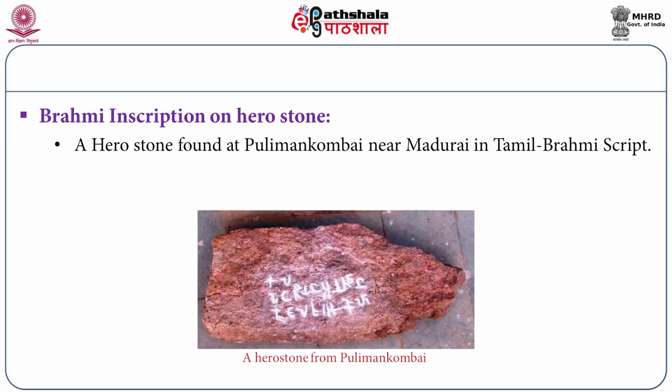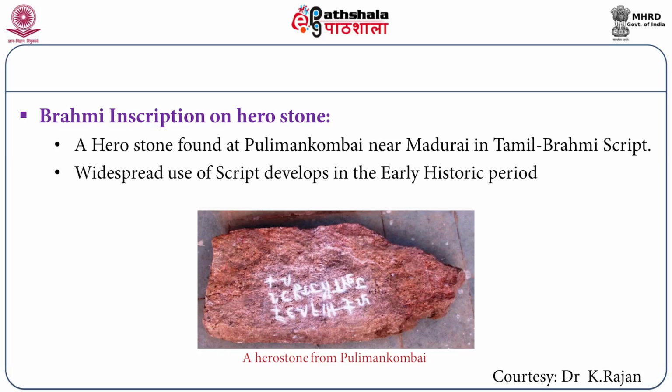So interestingly, this particular hero stone has the use of script. What does it indicate? It indicates that people were losing their life while recovering or taking away the cattle, and those who lost their life were honored by erecting such hero stones. Interestingly, their names were written, along with the village to which they belonged. That was written on the hero stones. This indirectly suggests that writing was widespread, at least in some contexts. People were writing their names so that others could see their activities.